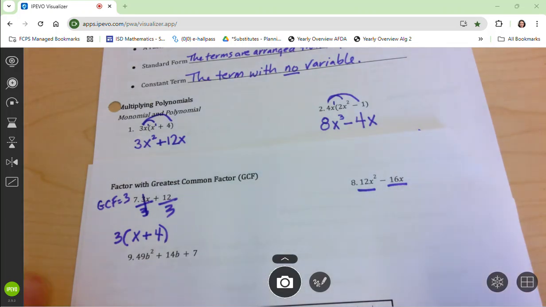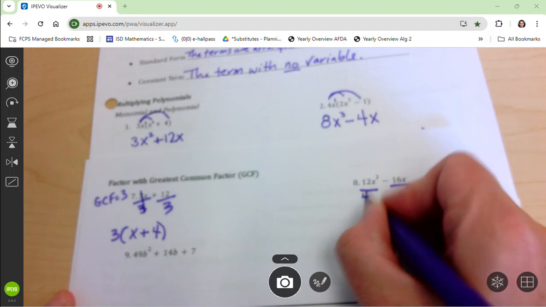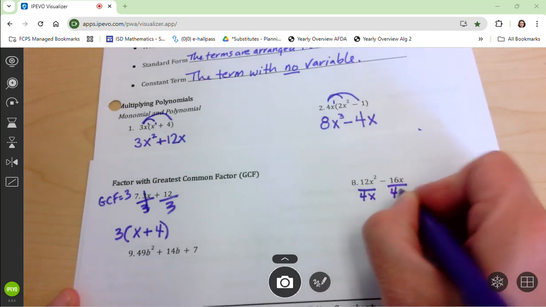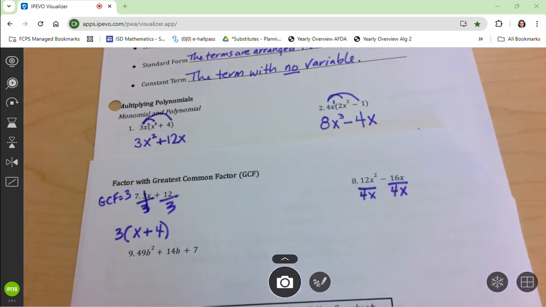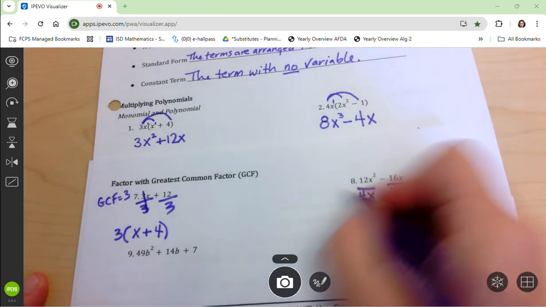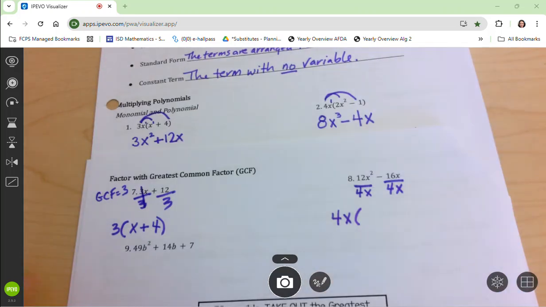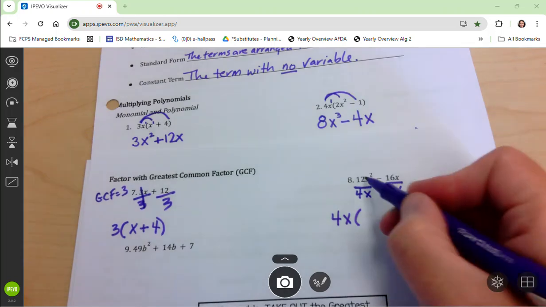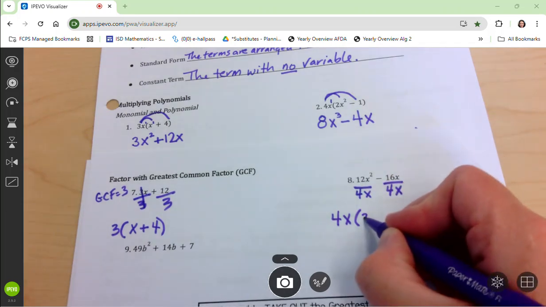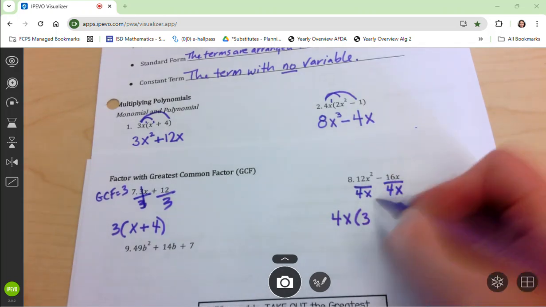What is the biggest number that you can divide 12 and 16 by? 4. They both have x, so we're going to divide them by 4x, like that. So, 4x goes on the outside. 12 divided by 4 is 3. What is x squared divided by x?